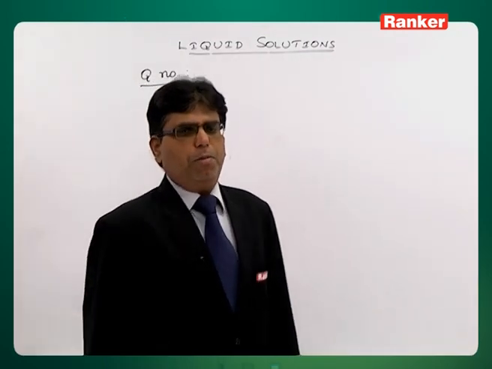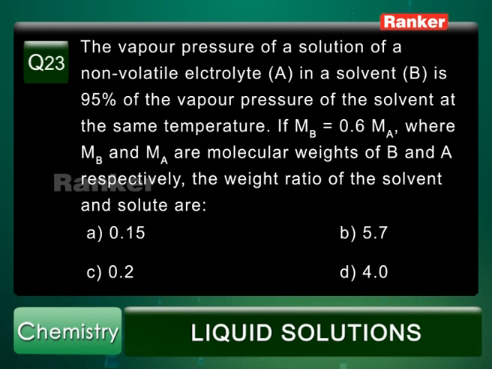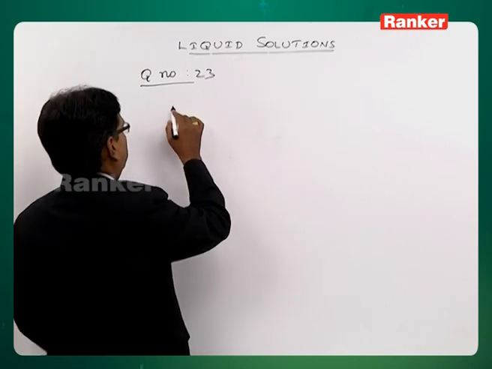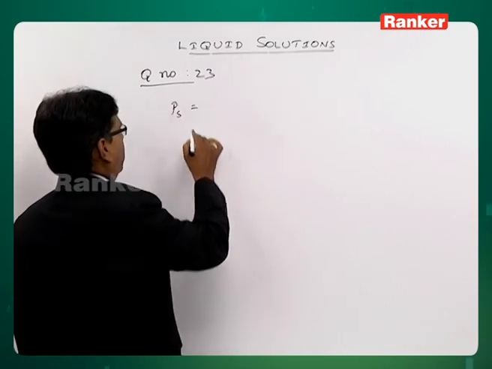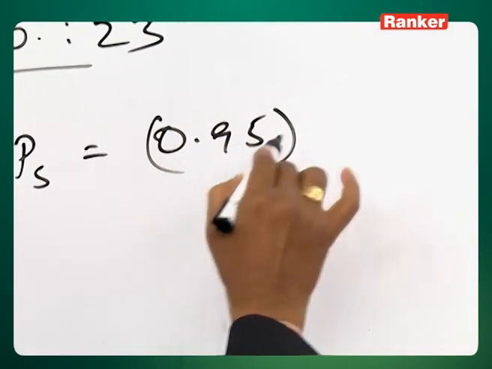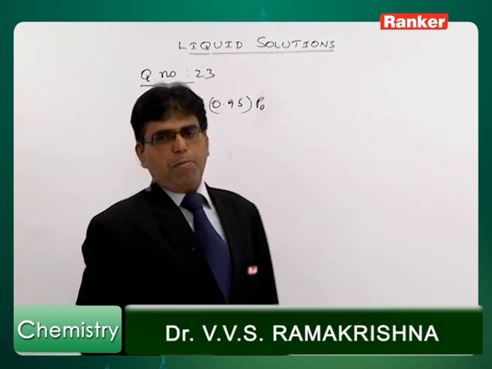Let's move on to question number 23. The vapor pressure of a solution of a non-volatile electrolyte A in a solvent B is 95% of the vapor pressure of the solvent at the same temperature. So, that means the vapor pressure of the solution Ps is equal to 0.95 of P naught, where P naught is the vapor pressure of the solvent and Ps is the vapor pressure of the solution.